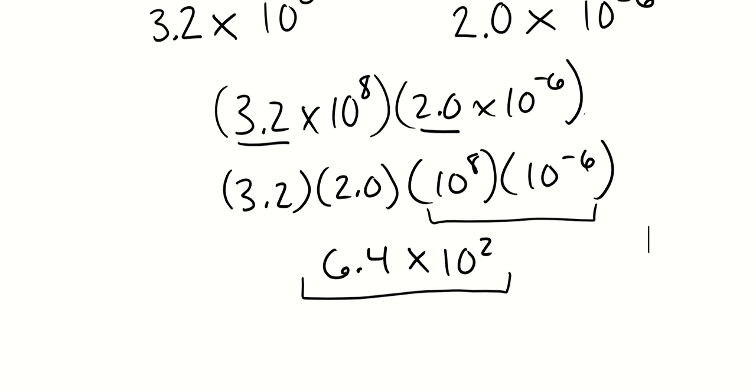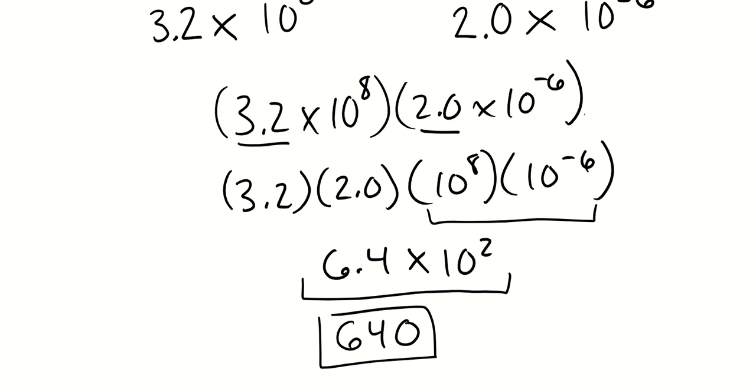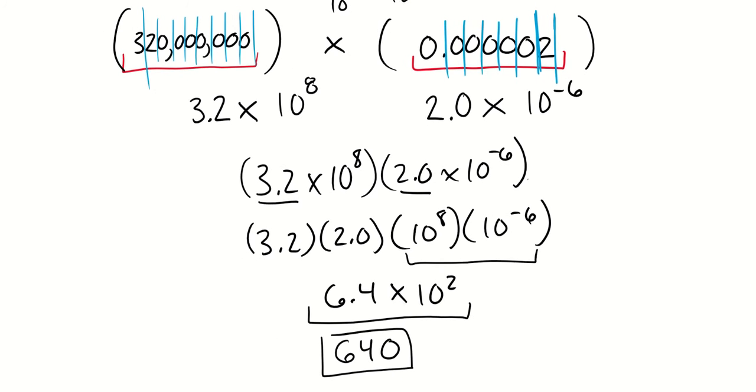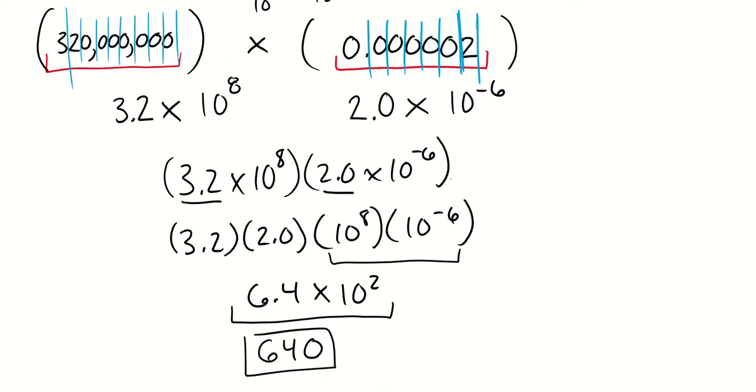And in fact, one of the things that's nice is it's easy for me to write this back into standard form. I need to move my decimal place 2 to the right because I'm just going to take 6.4 and multiply by 10 and times another 10. So 6.4 times 10 is 64, and then times another 10 is 640. So the product of this very large number times this very small number is 640. And because I was really just multiplying 3.2 times 2.0, I didn't need a calculator to do that at all.